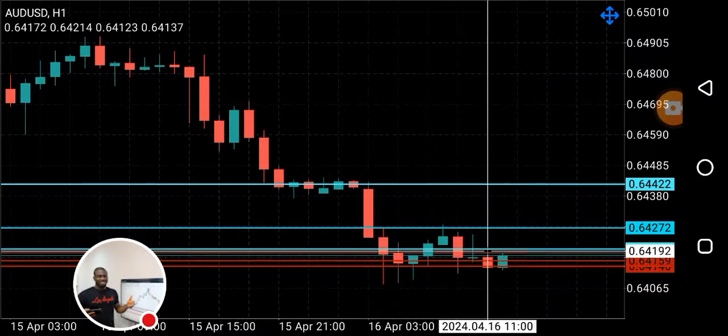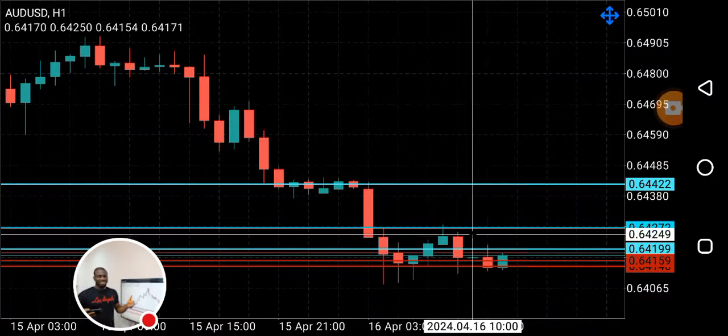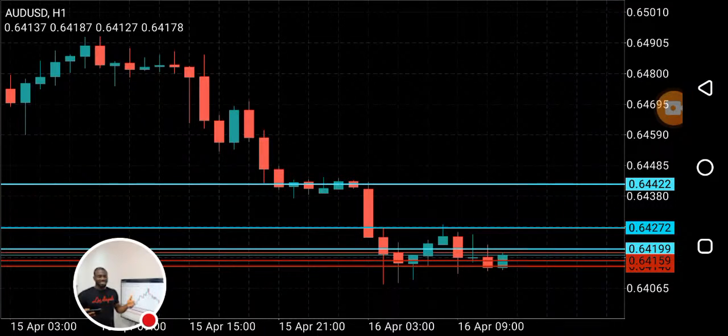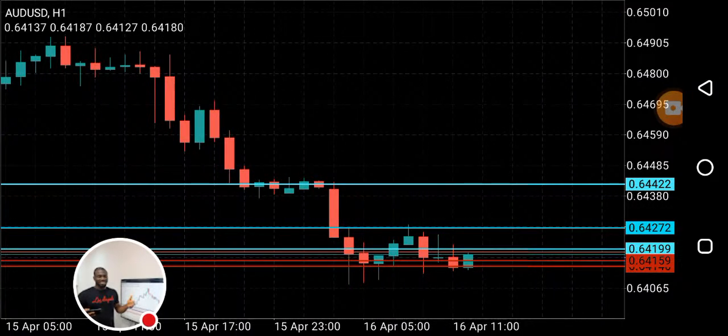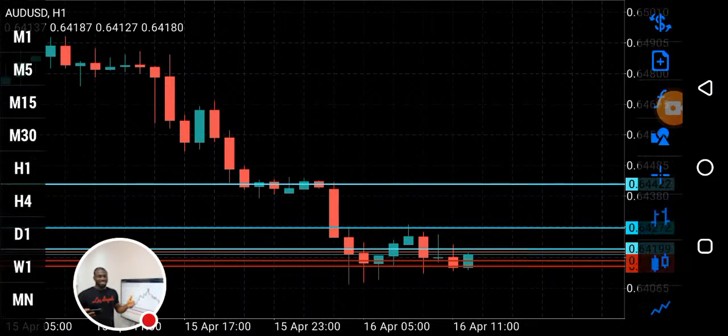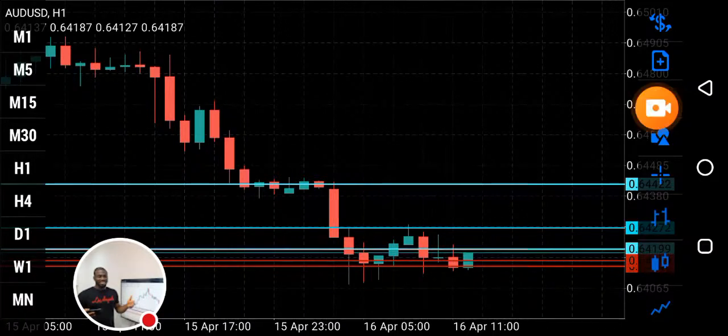But if they're able to push price up and close above this resistance, you know that we have more bulls in the market. You know that demand is higher than supply. And when demand is higher than supply, you should go for a buy. That is my take on Australian dollar USD.